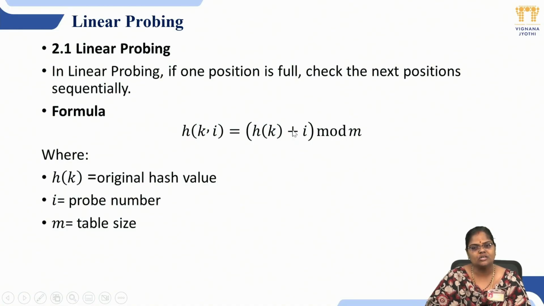We denote the probe sequence with the notation i, where i ranges from 1, 2, and so on. So i starts from 1 and goes sequentially. h of k is your original hash value, i is the probe number which ranges from 1 to n, and m is the hash table size.